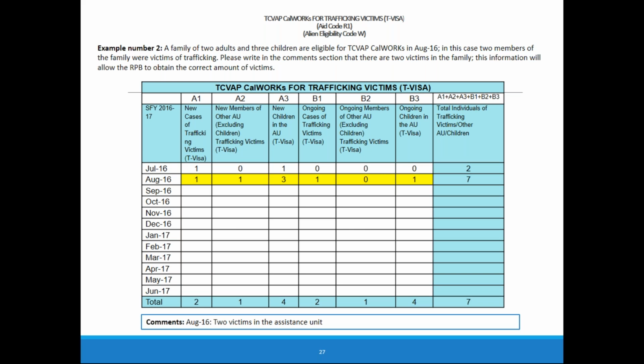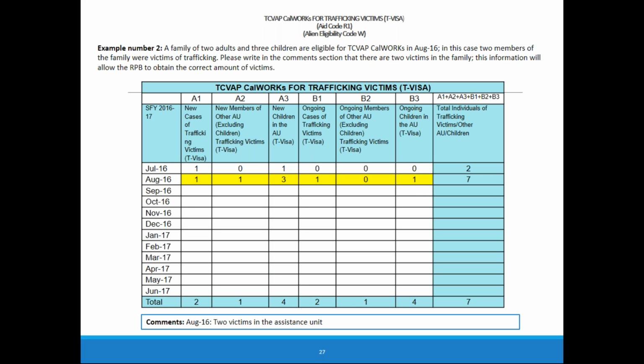Example number 2. A family of 2 adults and 3 children are eligible for TCVAP CalWORKs in August 2016. In this case, 2 members of the family were victims of trafficking. Please write in the comment section of this form that there are 2 victims in the family. This information will allow the RPD to obtain the correct amount of victims. This information will be entered in the August 16 row.